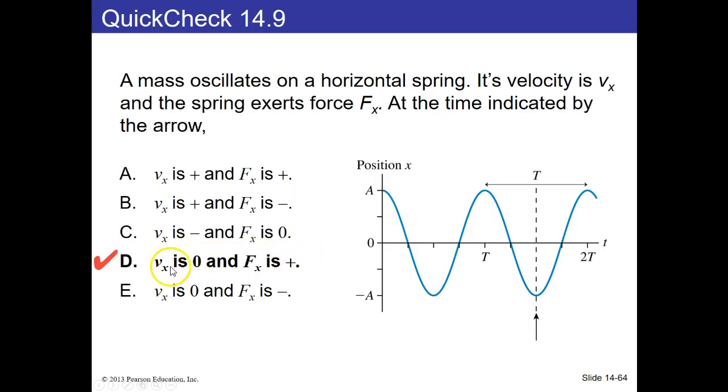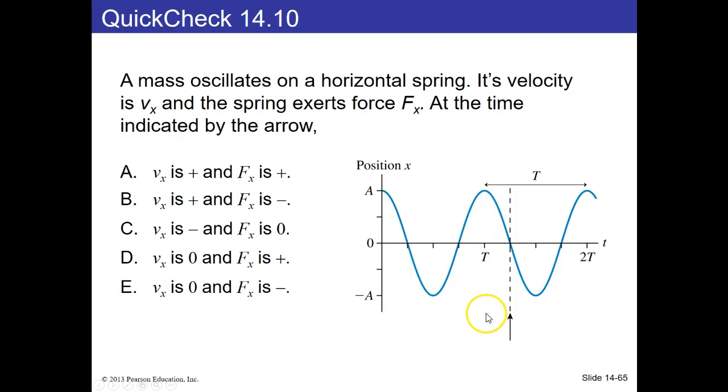And so for this one, our v_x is 0 because it is turning around here, and our force is positive. Same thing, if we look at this position, now we can say that our velocity should be negative because it is the derivative of the position versus time curve, so that would be the slope of this line, and our force at this position should be 0.